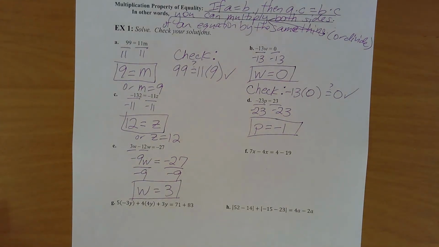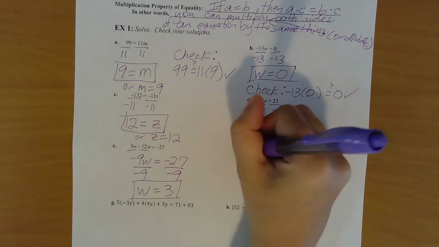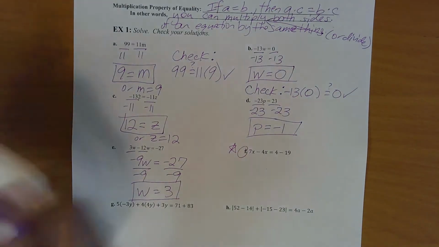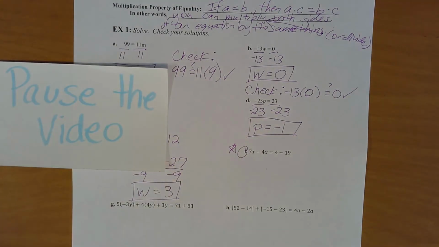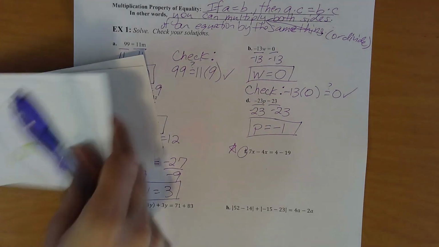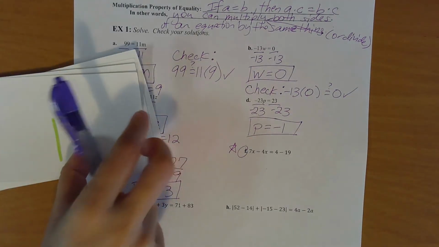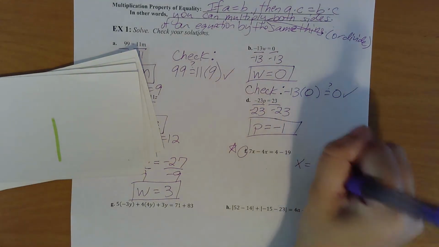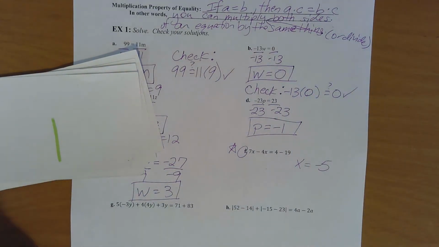Alright, in part F, I'm going to let you try one to see how it goes. You have 7x minus 4x equals 4 minus 19. So go ahead and pause your video, and I will give you the answer in 3, 2, 1. You should get x equals negative 5 for that one.